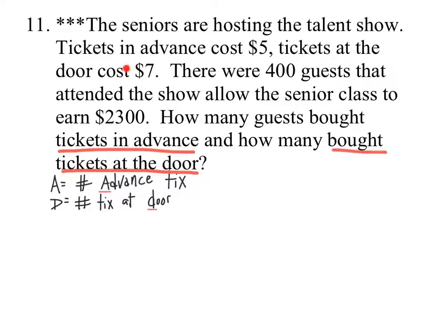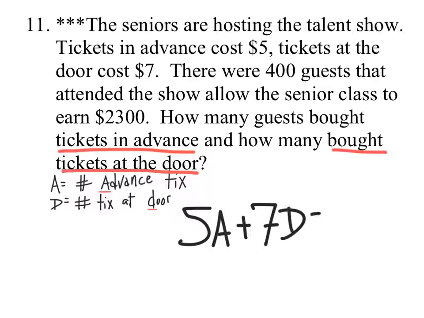door. All right, so advanced tickets, A, cost $5 each. So we can write that like 5A plus what? Tickets purchased at the door. So that's going to be 7D equals, as we just said a second ago, the amount of money that they just made, $2,300.